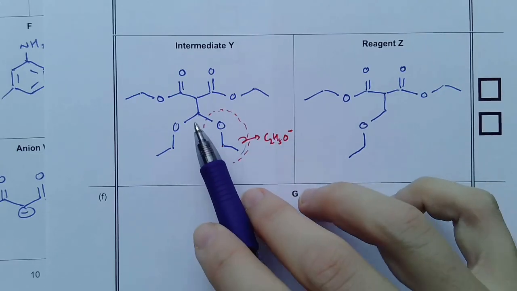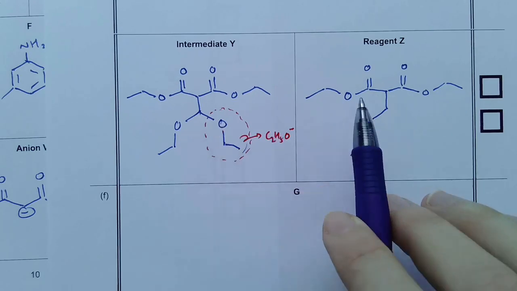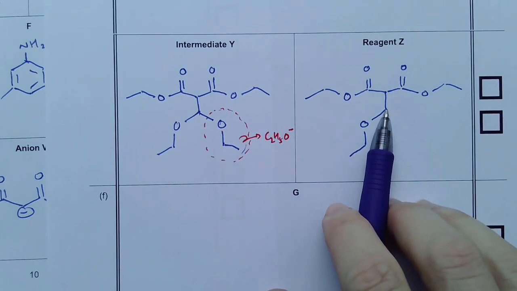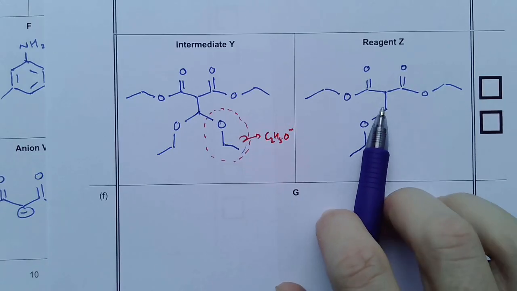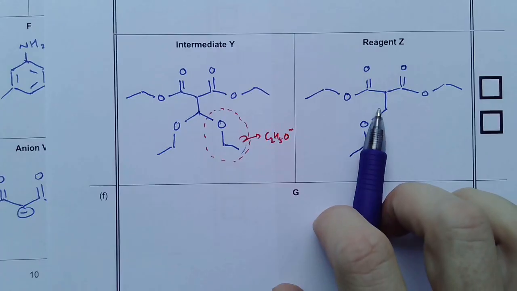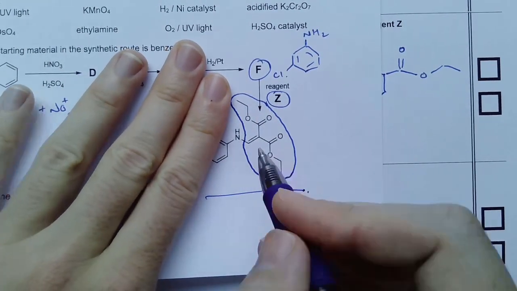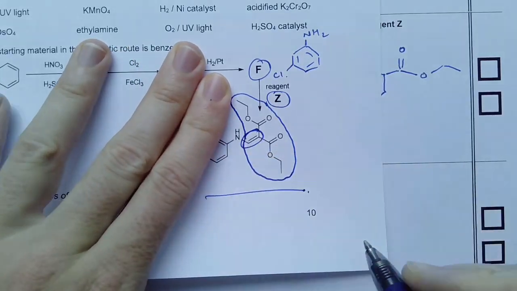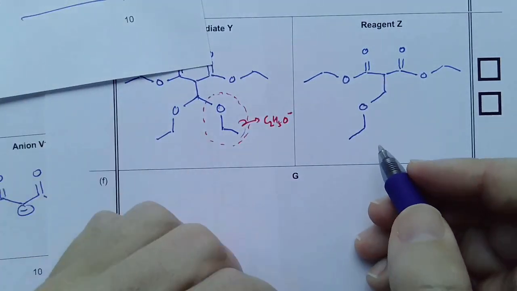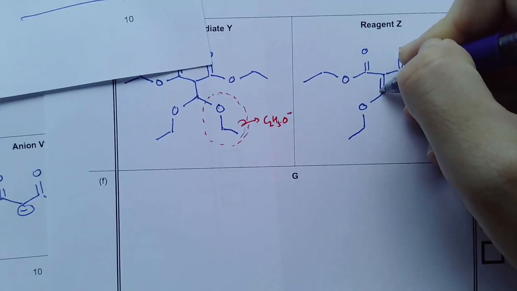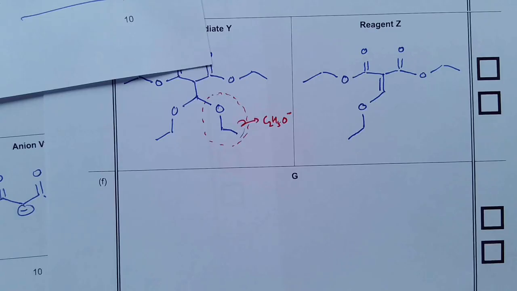So this has got a hydrogen here, and this has now got two hydrogens here. I can't have that. And if I look back to reagent Z, I can see that I've got a double bond here. So I can work back from that double bond and know that there must be a double bond there.